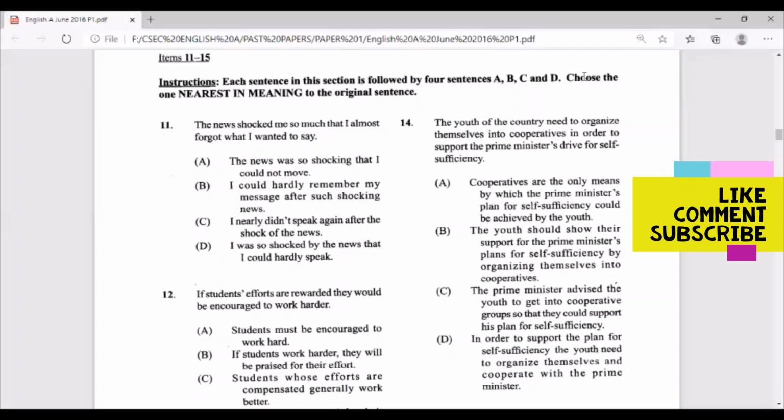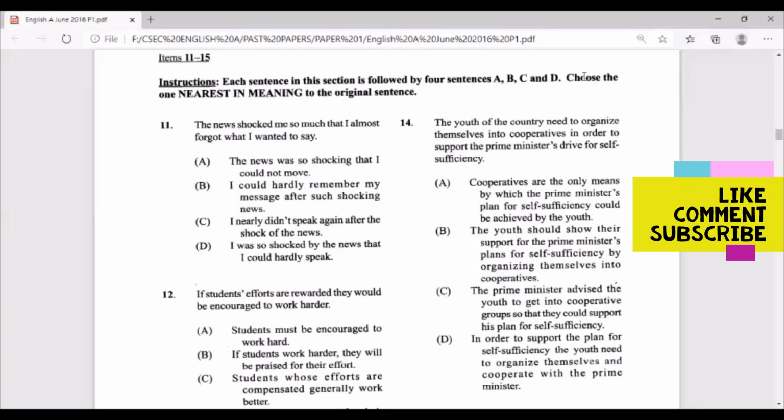Sounds like it. C, I nearly didn't speak again. No, that is way off. Almost forgetting something and almost not being able to speak again, those are not saying the same thing. After the shock of the news. Yes, we know the news was shocking, but the nearly didn't speak again, it's a bit stretched from what was originally said. And D, I was so shocked by the news that I could hardly speak.